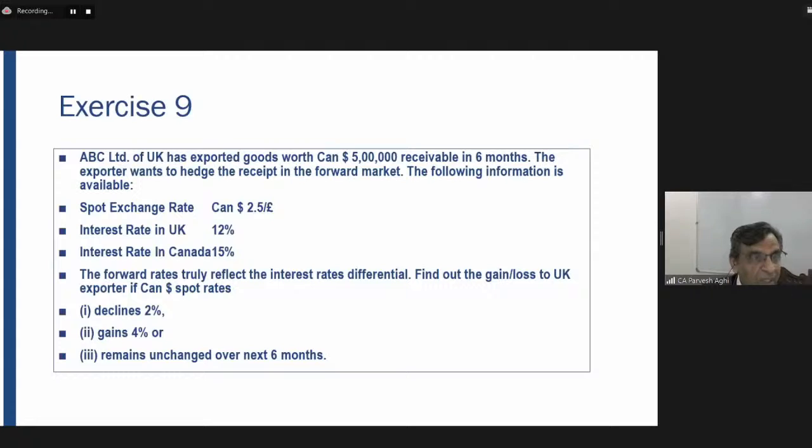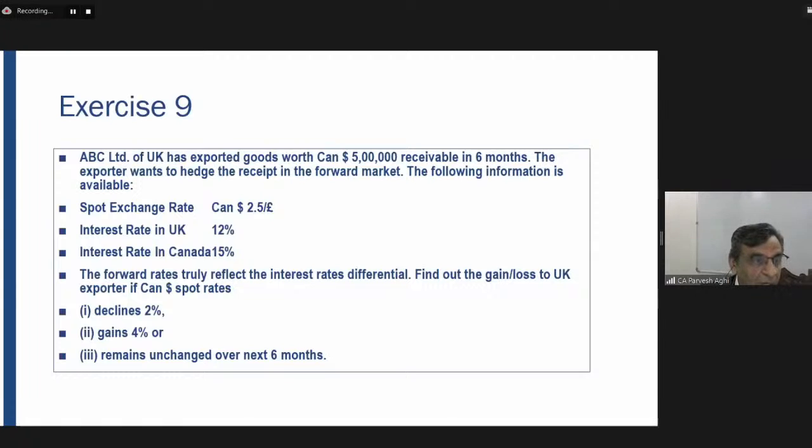But he has already taken a forward cover, so he has already factored in almost 1.5% decline. So actually, it has happened 2%. So he's going to basically make a profit because of taking a forward cover. Okay, so we'll understand while we solve this question. And the second part is gains 4%.